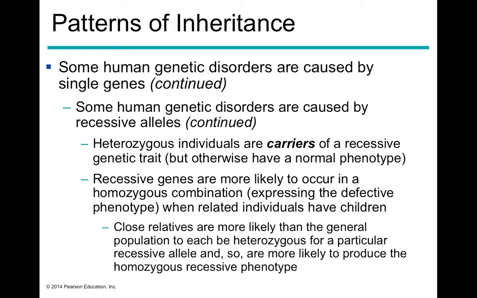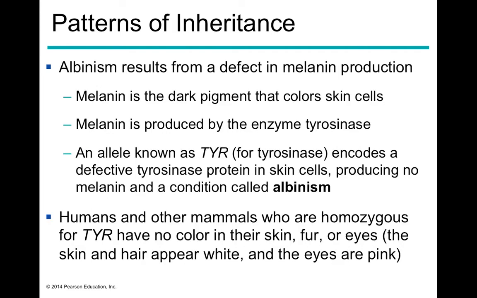Also, recessive genes are more likely to occur in a homozygous combination if individuals who are related have children. So the inbreeding, right? The closer you are related to the individual that you're breeding with, the more likely that a recessive gene might become a homozygous recessive trait. Close relatives are more likely to have the same recessive alleles and so are more likely to produce whatever that homozygous recessive phenotype is.